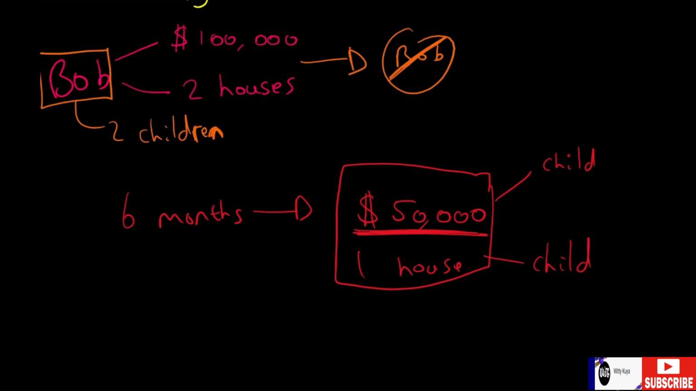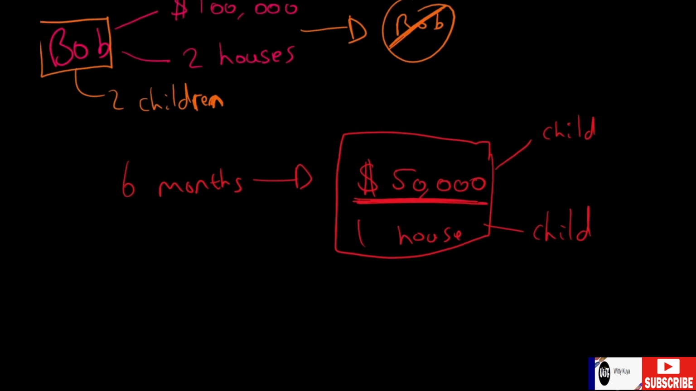Imagine if the houses are secured using a blockchain network. I've got a separate lesson covering that. Then one of those houses will automatically be put into the other child's name. So that is some of the great advantages of using a blockchain based system.